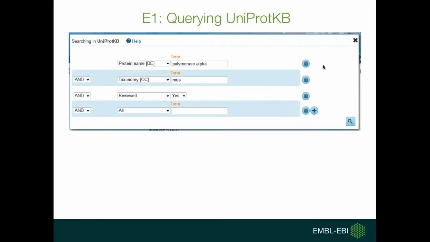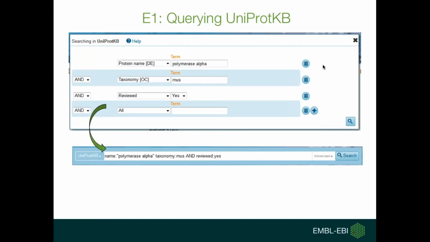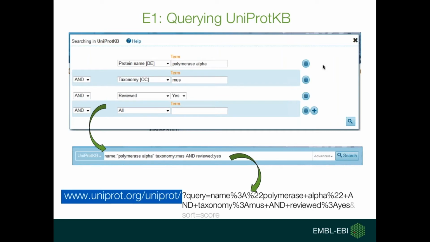So how would this look like in real life? Say if we went to uniprot.org now and opened the advanced search, we could launch a query that targets the field protein name with the term polymerase alpha, the taxonomy section with the term mouse, and we could filter for reviewed entries only. If we then clicked the little magnifying glass icon in the bottom right, the search would launch and it would be translated into a plain text version of the search, as well as display the corresponding URL in your browser's address bar.